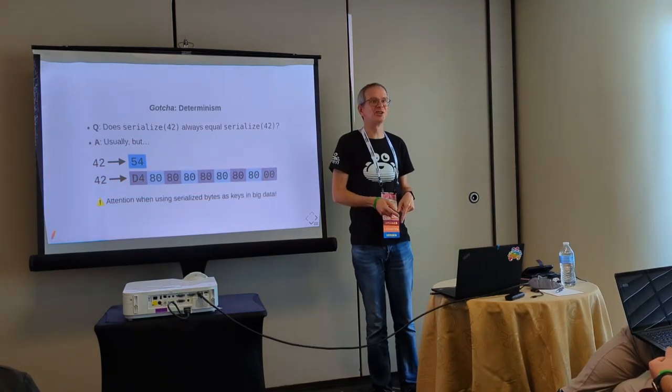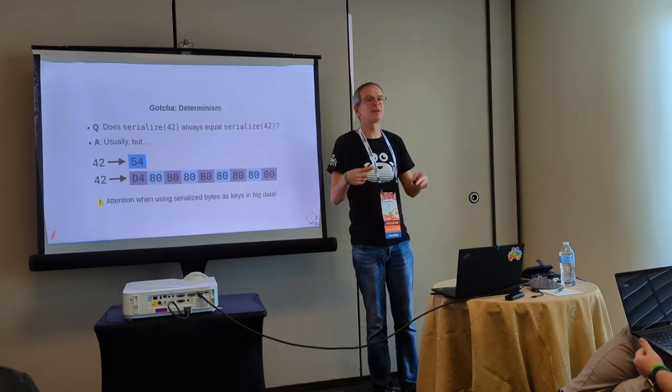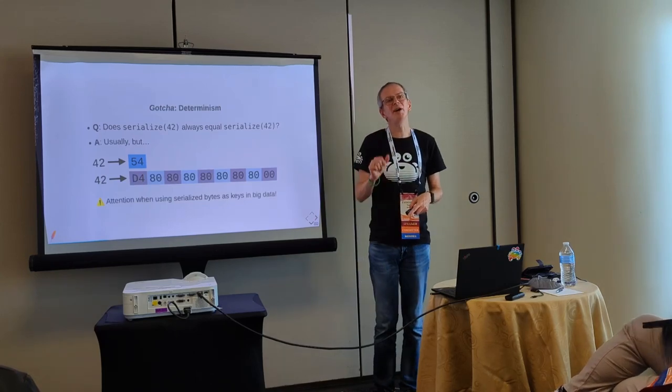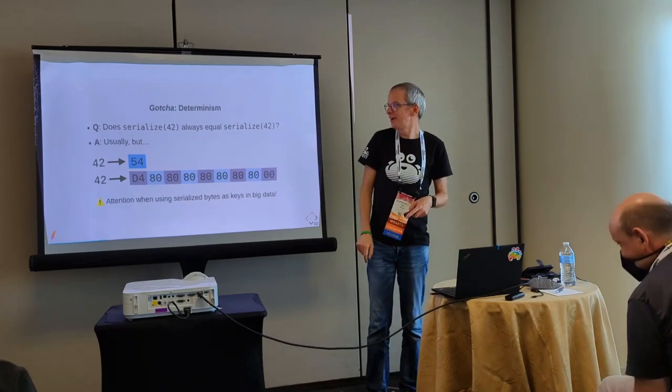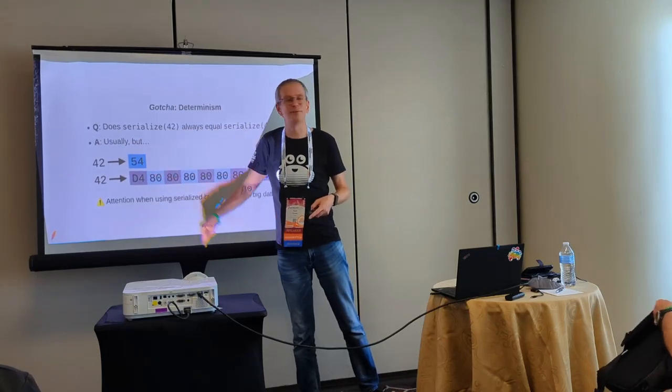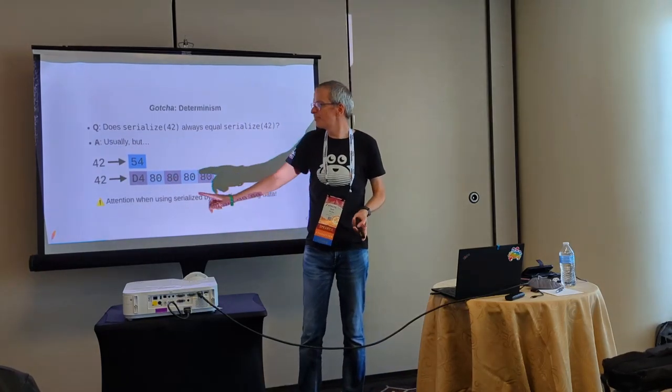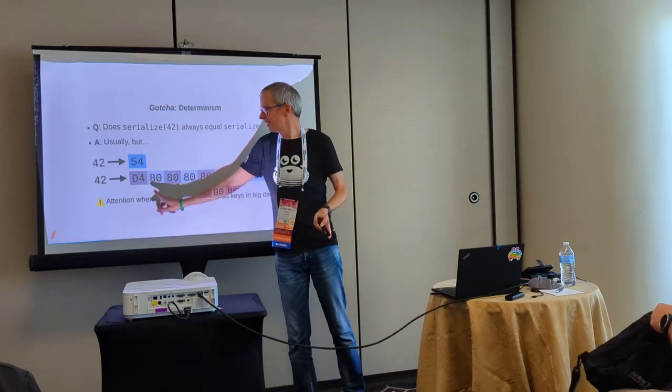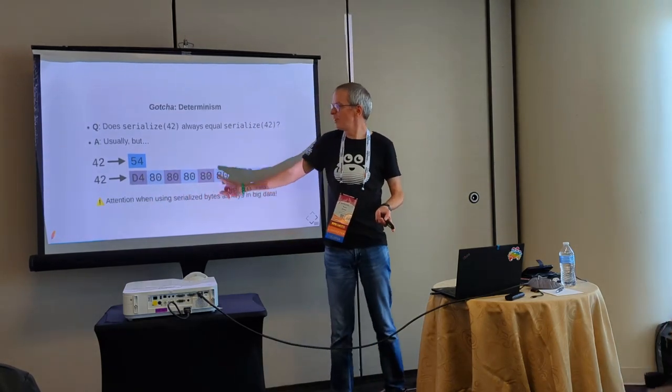We've got a first gotcha. We were talking earlier about shuffling and sorting. When you want to shuffle and sort, you might want to shuffle and sort on binary data. So here is our number 42, variable length zigzag encoded. It comes out as 54. But I just told you, you can add more bytes to the end by setting the high bit and adding. So here it added a whole bunch.